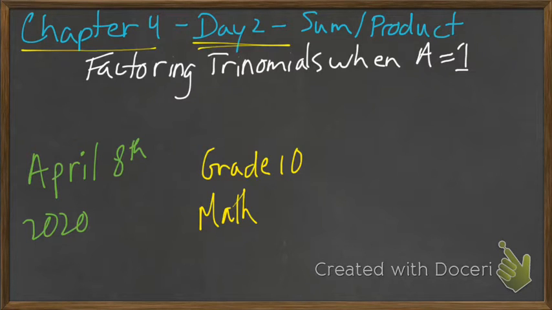We're still on chapter 4. This is now day 2. We're looking at sum and product when we're factoring trinomials. We talked about greatest common factor in the previous video. That will definitely come into play here. Now we're looking at trinomials, and specifically when our a value is 1. What's an a value? I don't know. We're going to find out.